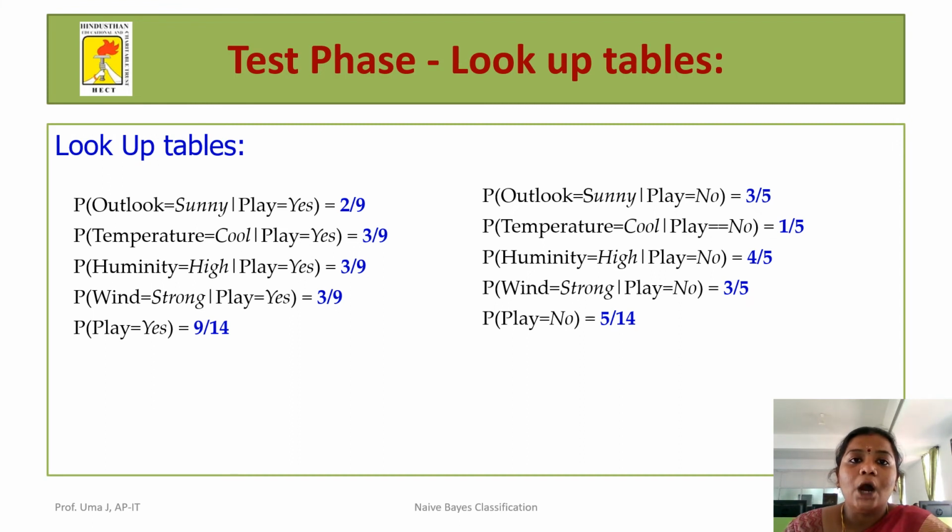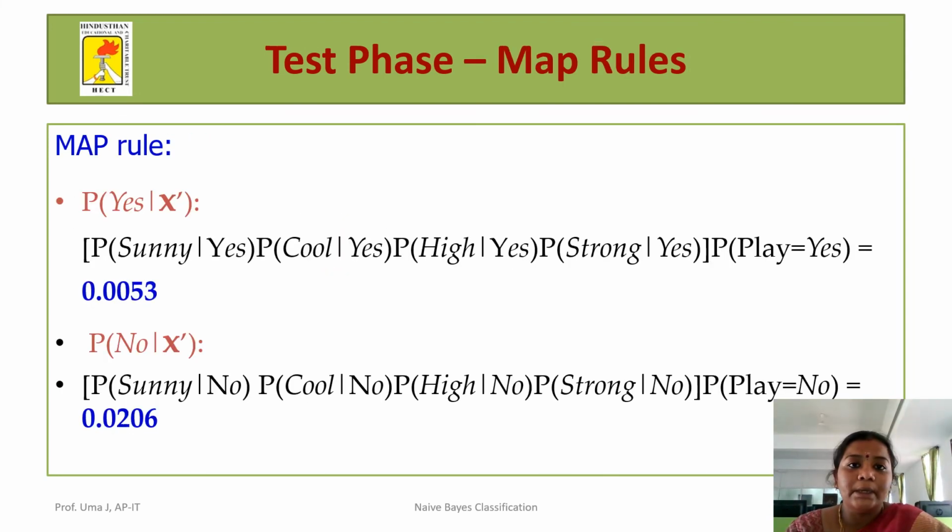Let us see how it is mapped to the given instance and predict whether the output for the particular day is to play or not, in the next slide. Based upon the Bayes rule, the probability of playing tennis on a particular day is 0.0053. Similarly, the probability not to play tennis is 0.0206.